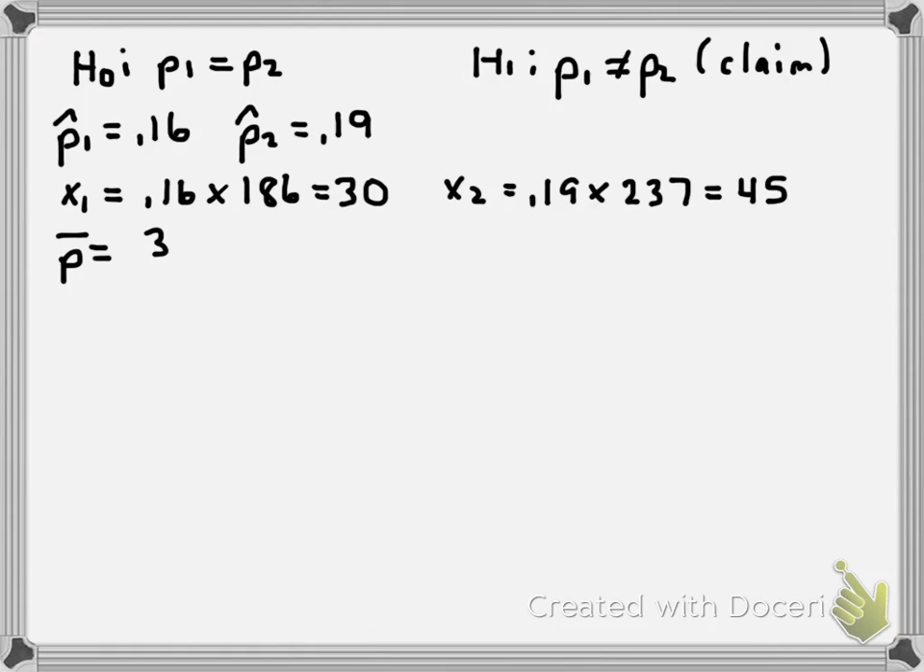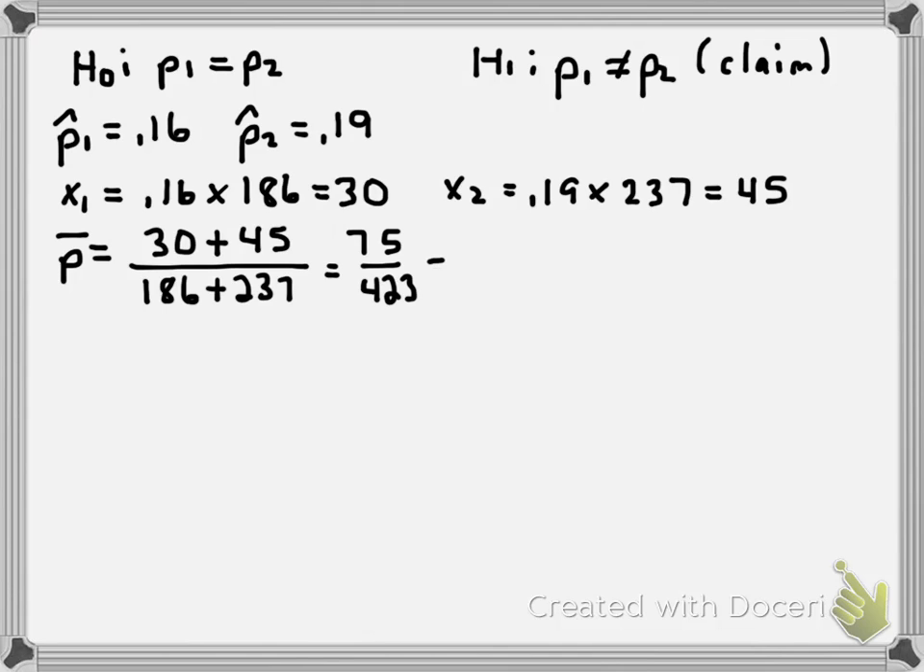So we have x1 plus x2 divided by n1 plus n2. Doing the adding, you should get 75 over 423. Divide and round to 3 significant digits, and you should have 0.177. Now we also need to find pooled q, which is 1 minus that number, or 0.823.